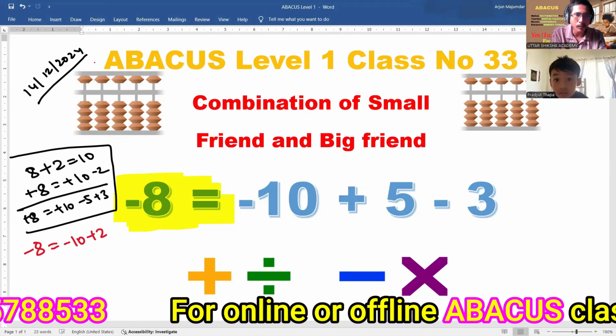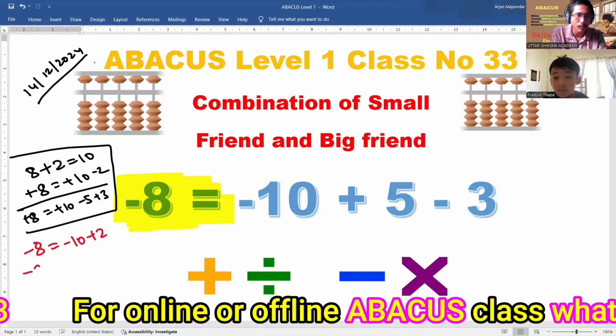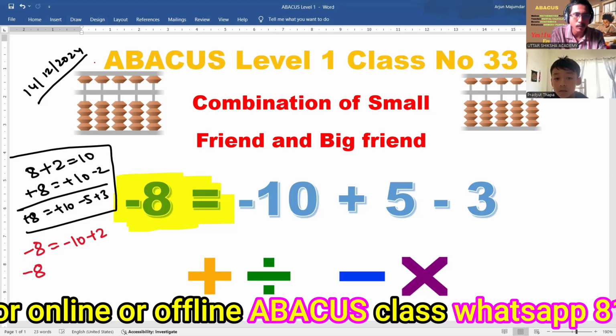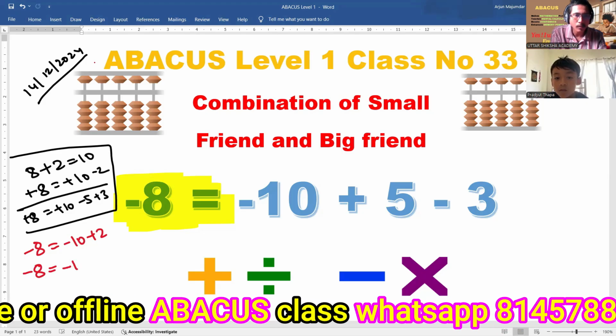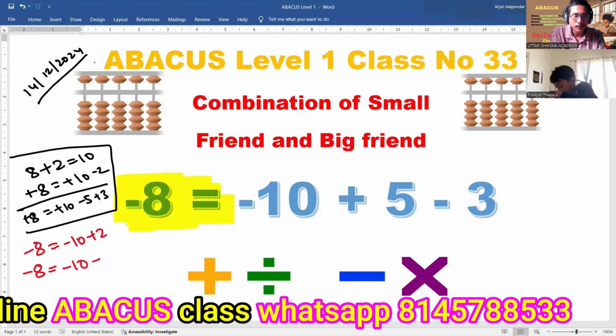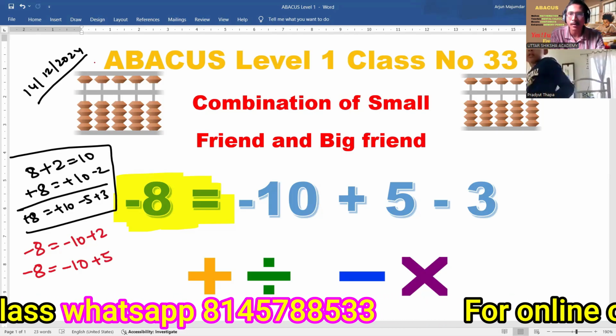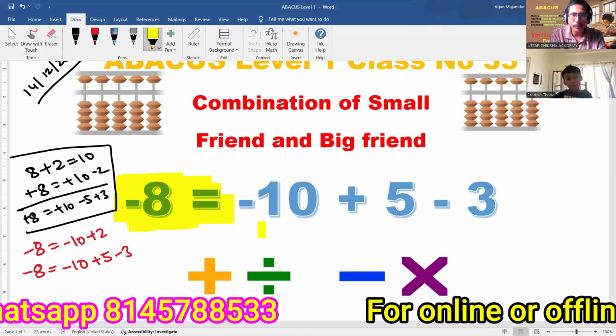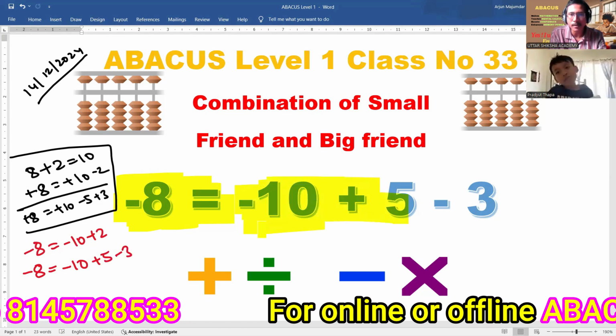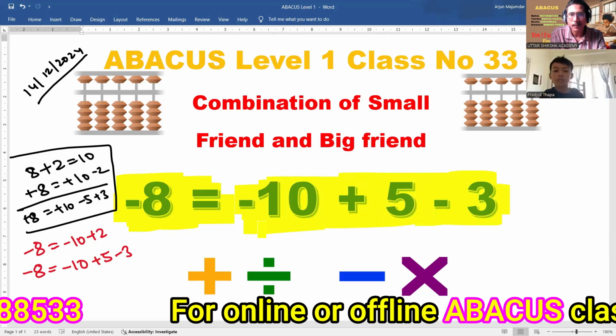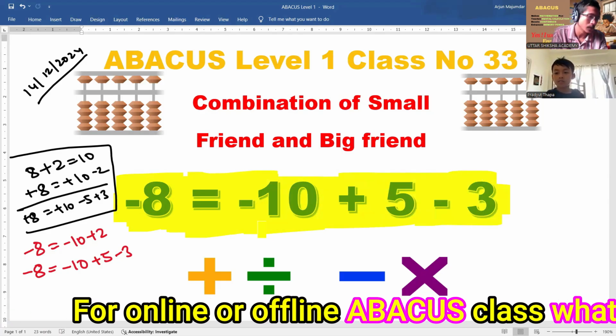Now we are about to do minus 8 with the help of both big and small print. So minus 8 is equal to how many? Minus 10. Yes, so many. If you learn so many, then only you will become perfect in calculation. So we will do minus 8 is equal to minus 10 plus 5 minus 3. This is what we are going to do today.